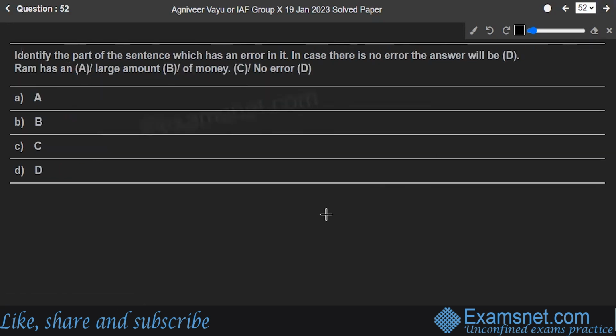Next is question number 52. Identify the part of the sentence which has an error. In case of no error, it will be option D. Ram has an large amount of money. No error. See, when I read this, the article an is used only before vowels. Correct? In large, the very first alphabet is L, and it's not a vowel, it's a consonant. Therefore, part A contains the error. It should be a. So option A is the correct answer.